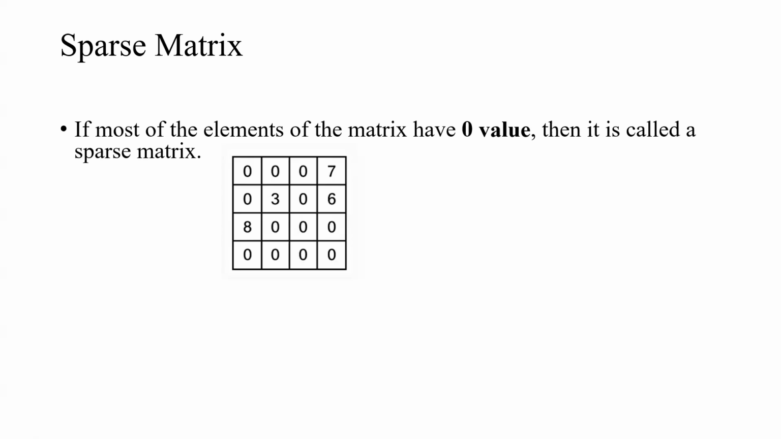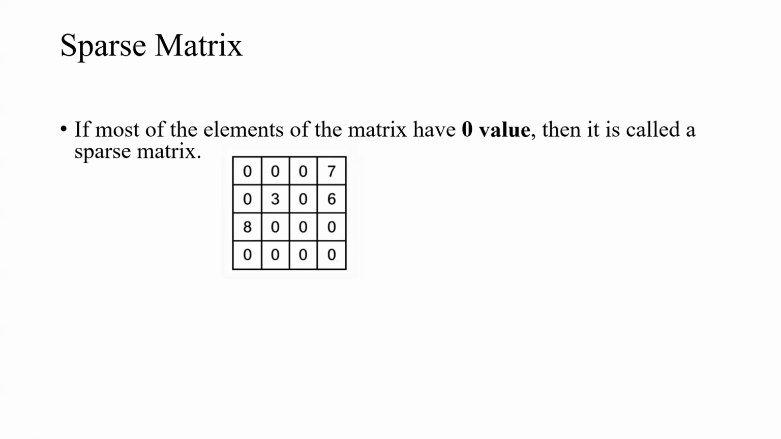Hello everyone. In this video, we are going to study the sparse matrix. We call a matrix a sparse matrix if most of its elements have zero values. You can see here the values inside this 4 by 4 matrix.